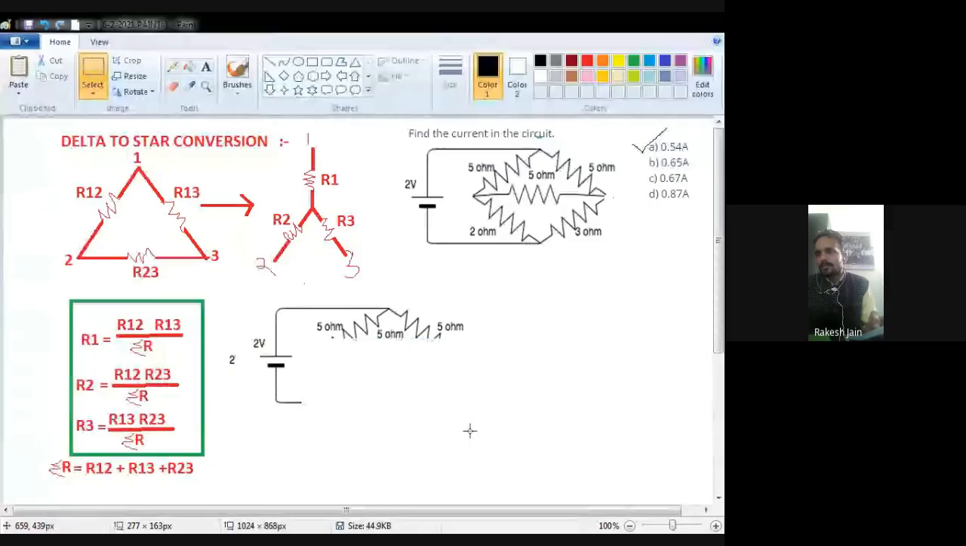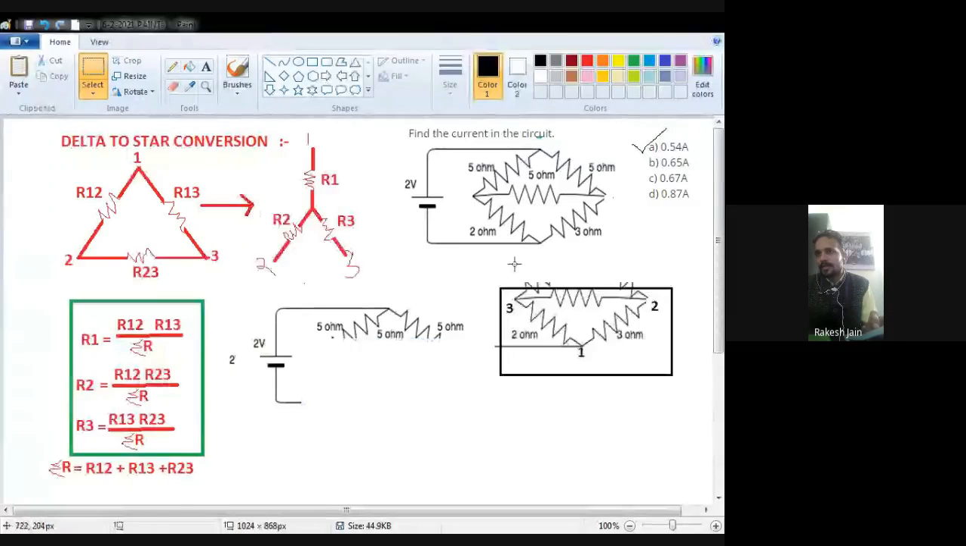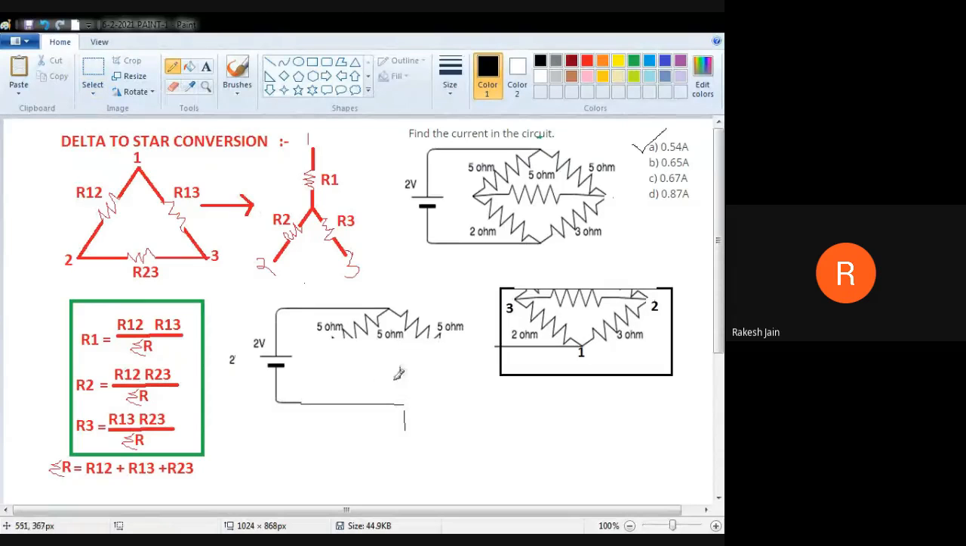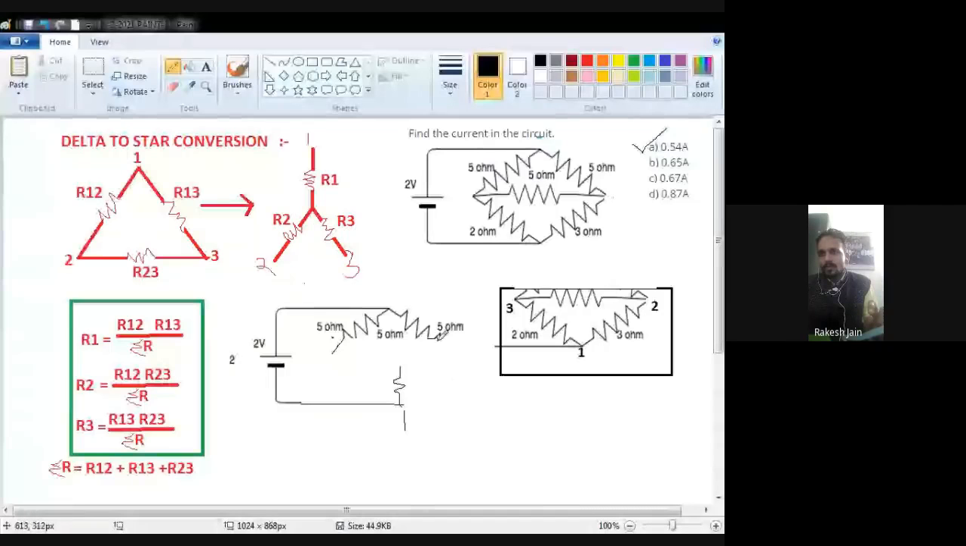Now once again I repeat this question with the second delta conversion. Let me remove this one. Now let us not use this delta network in my analysis. Instead of this, if I choose, kindly see it carefully, let me choose this bottom one as a delta network.